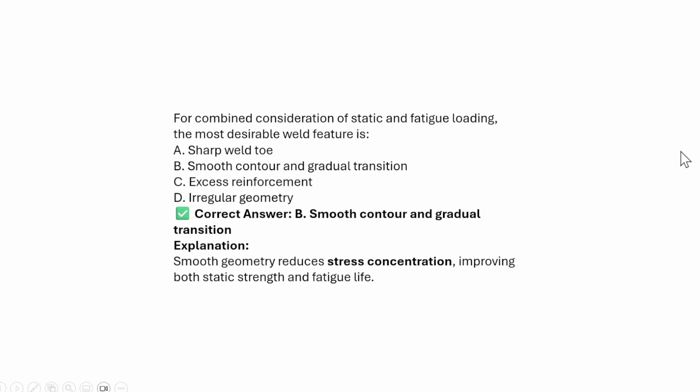For the combination of static and fatigue loading, the most desirable weld feature is: sharp weld toe, smooth contour and gradual transition, excessive reinforcement, or irregular geometry. So the answer will be smooth contour and gradual transition. Smooth geometry reduces the stress concentration, improving both static strength and fatigue life.